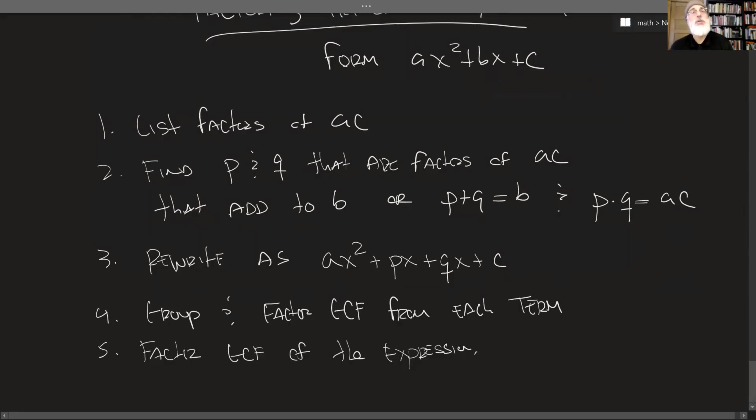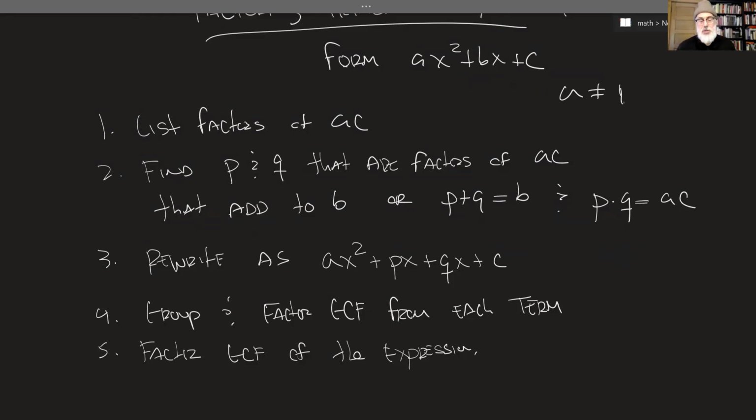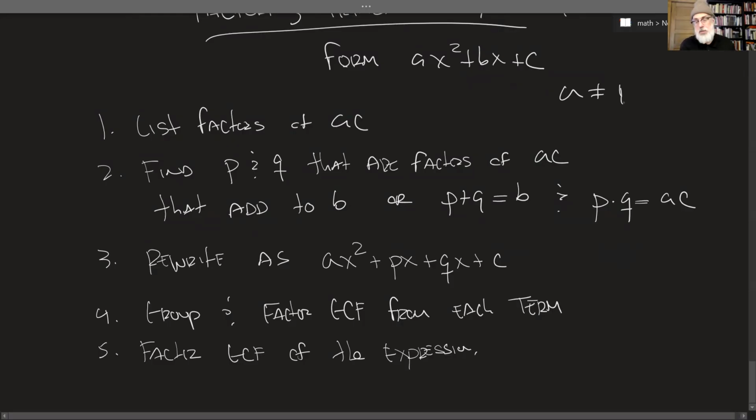And that's how we handle where A is something other than 1. A is always non-zero, but if A is not 1, then this is the method we can use, which isn't too bad. It allows us to factor rather quickly.